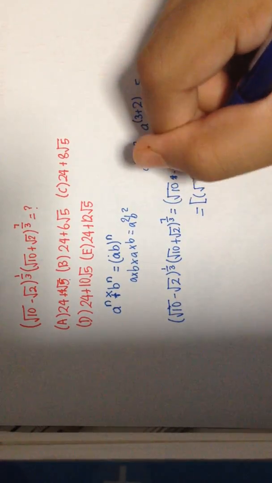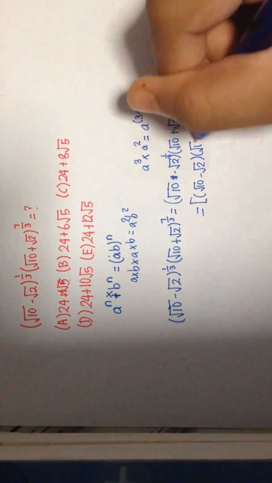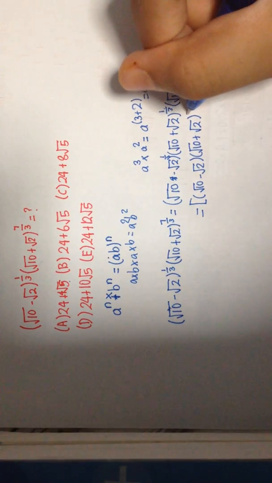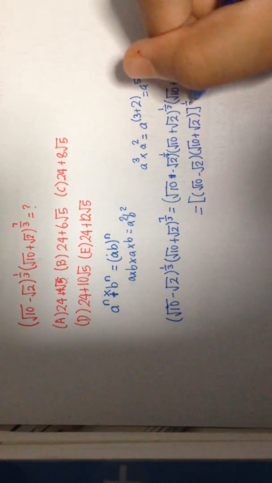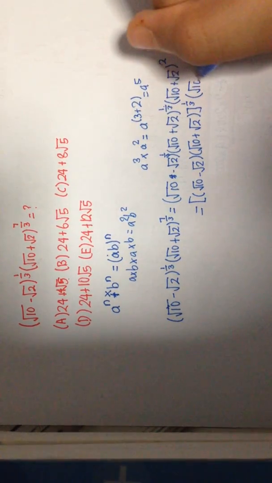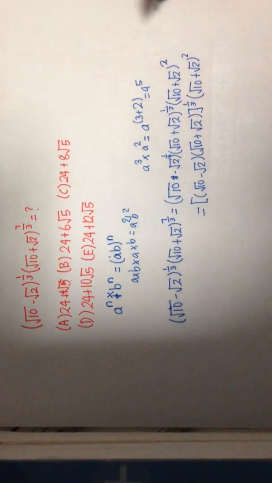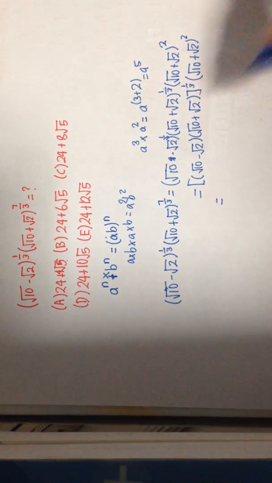Now, I can easily combine this together like what I wrote here, which is equal to bracket root 10 minus root 2, bracket root 10 plus root 2, and you break it up, you would factor to the power of 1/3, then root 10 plus root 2 to the power of 2. Now, I can even go ahead and say this.